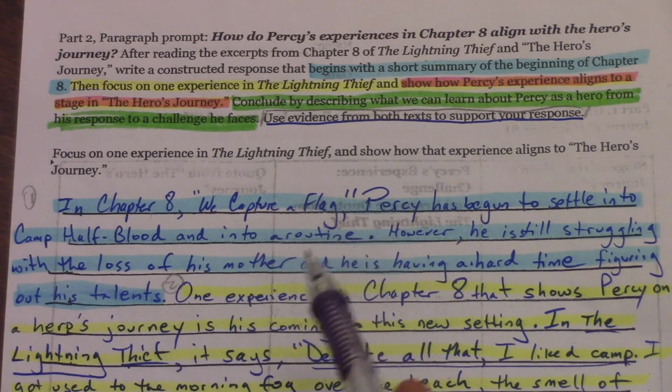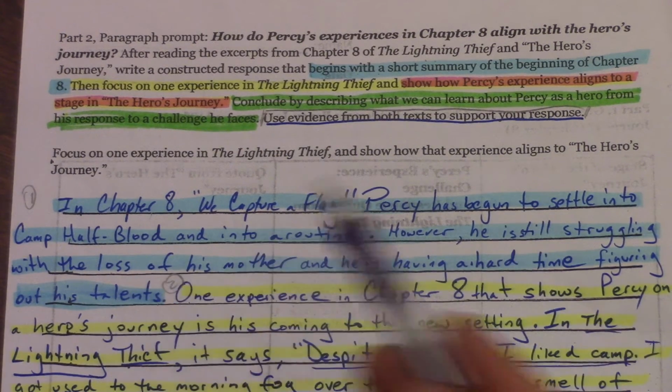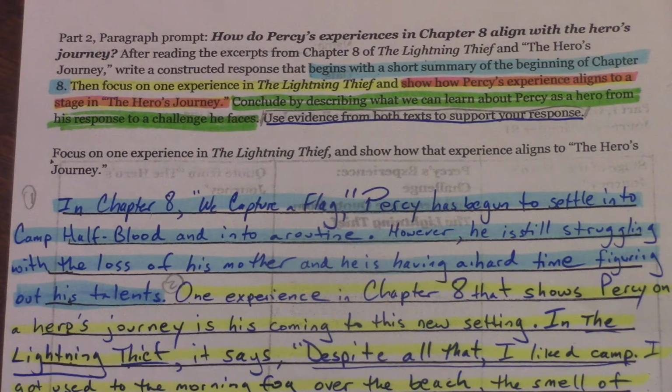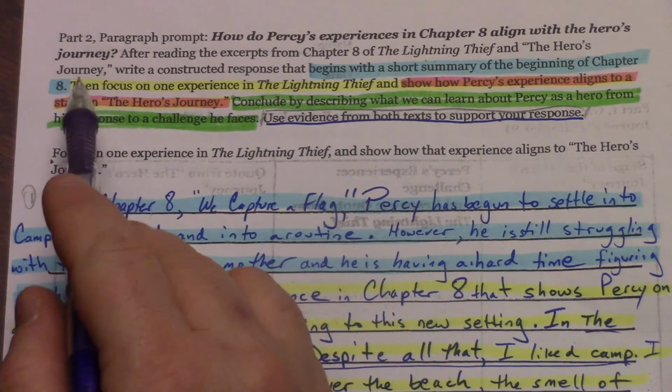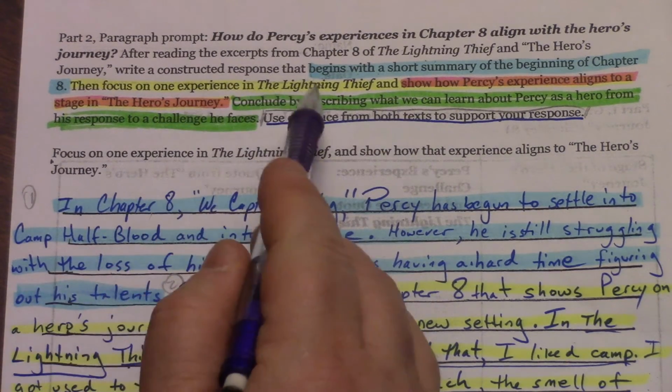So there's some challenges that he has. So I set up the challenge that he experiences, that I can talk about at the end when I make my inference. The next thing that we're supposed to do, then, is focus on one experience in the Lightning Thief.